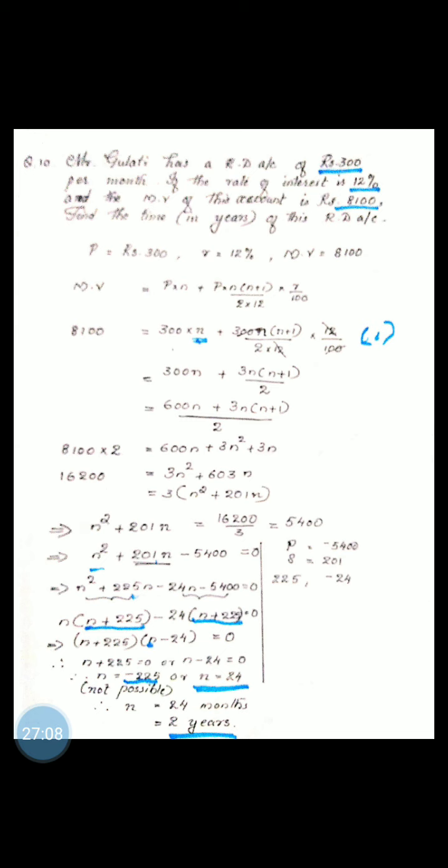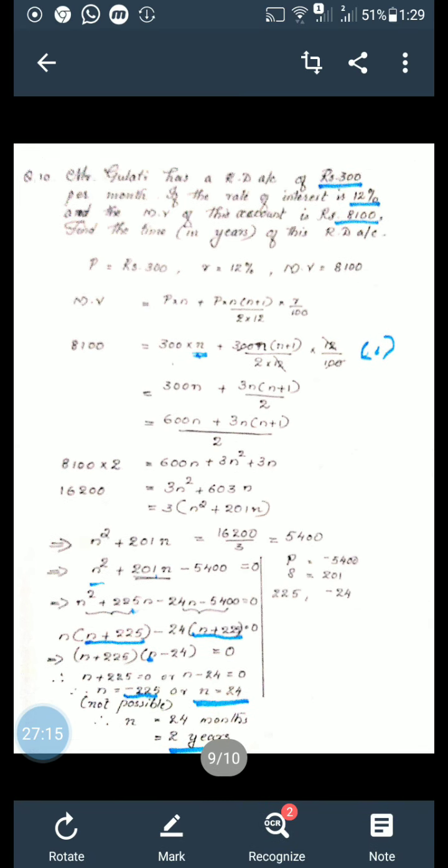Minus 24 can be taken outside. So minus 24 into, it becomes n plus 225, right? Which is equal to 0. Now you can see only two terms there. And what is common? Common factor n plus 225 is common. Take it outside. n plus 225 into what is remaining? n minus 24, which is equal to 0.